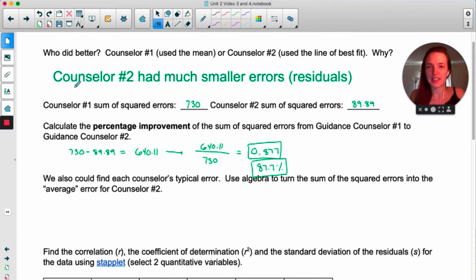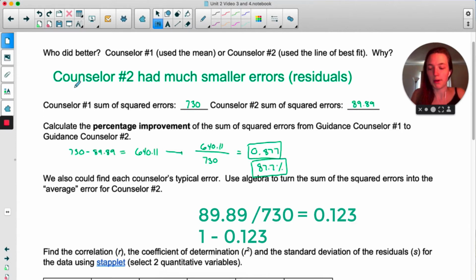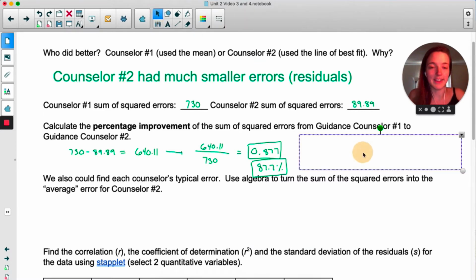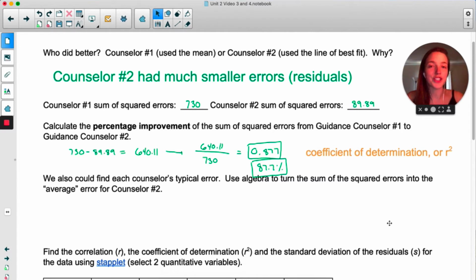If it makes more sense to calculate this a different way, you can also do 89.89 divided by 730 and then do 1 minus that number. That works too. It's basically the same calculation. Either way you do it, what we just calculated here is called the coefficient of determination, more commonly referred to as R squared. And yes, it is related to that other R, and we will get there.